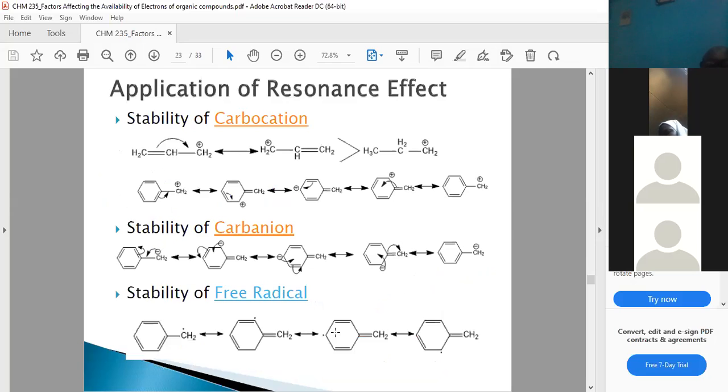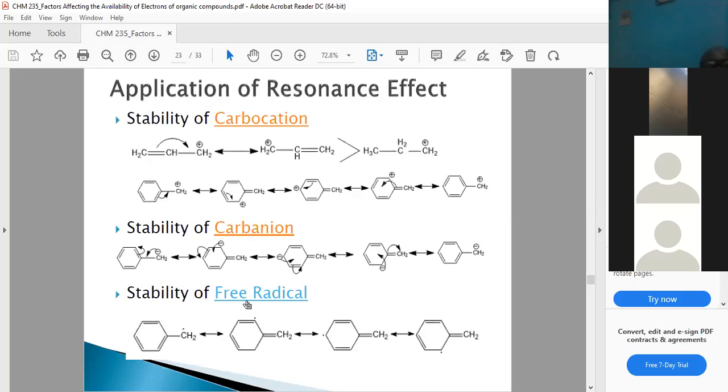Application of resonance effect or mesomeric effect. One is the stability of carbocation. Carbocation is a carbon atom that has a positive charge. That's why we call it carbocation. So the resonance or mesomeric effect stabilizes carbocation as it is depicted in this diagram. Then you have also stability of carbanion. Carbanion is a carbon atom that has a negative charge. So stability of carbanion can also be explained by resonance or mesomeric effect.